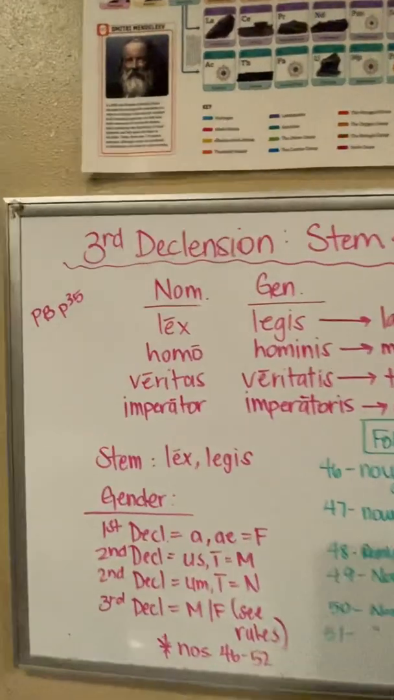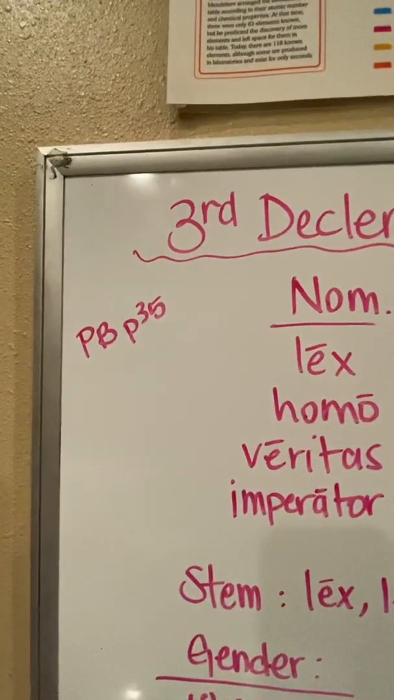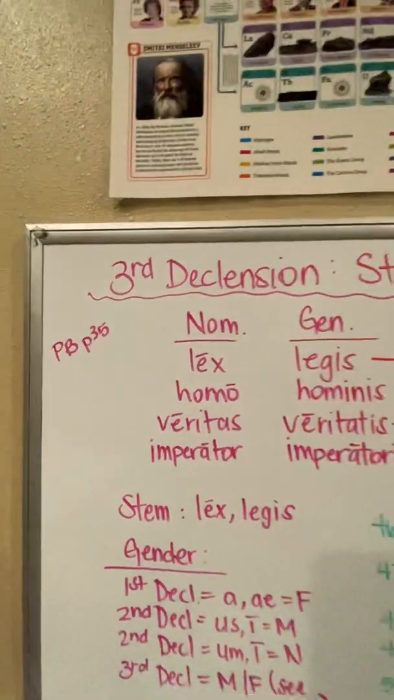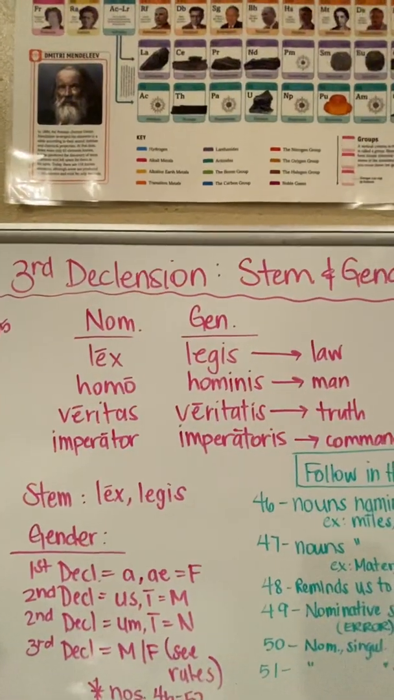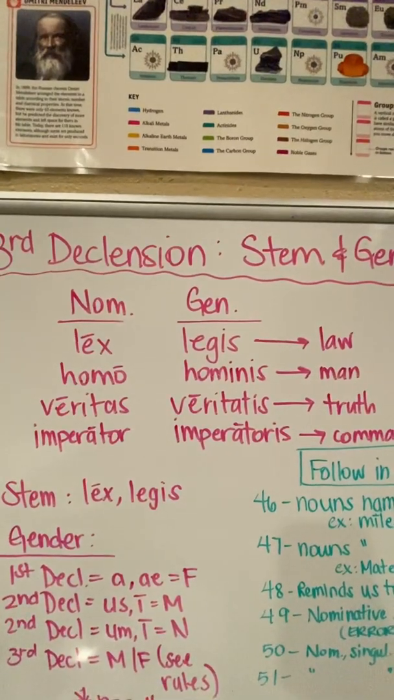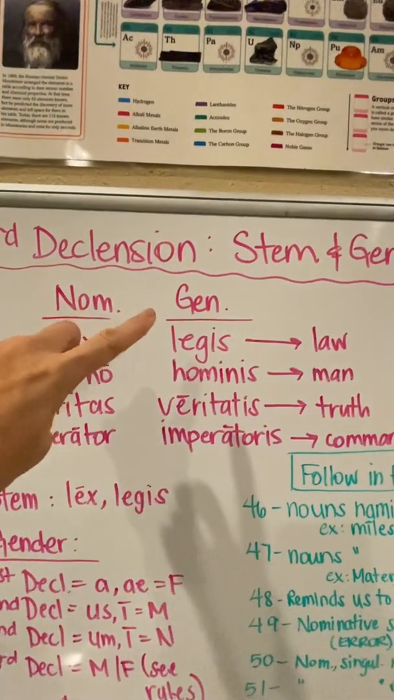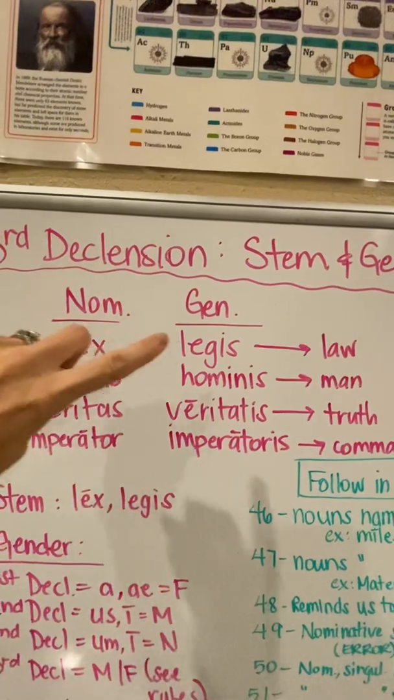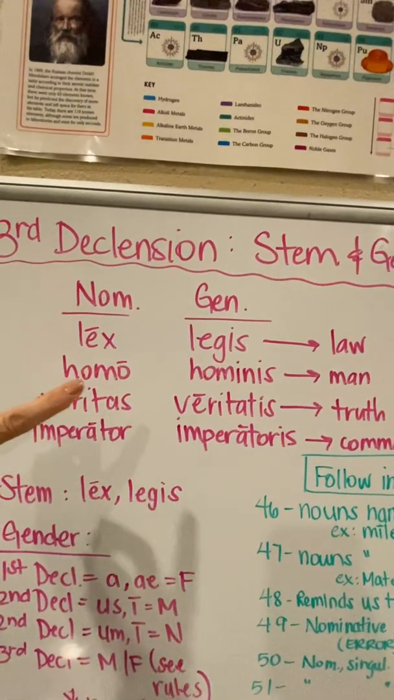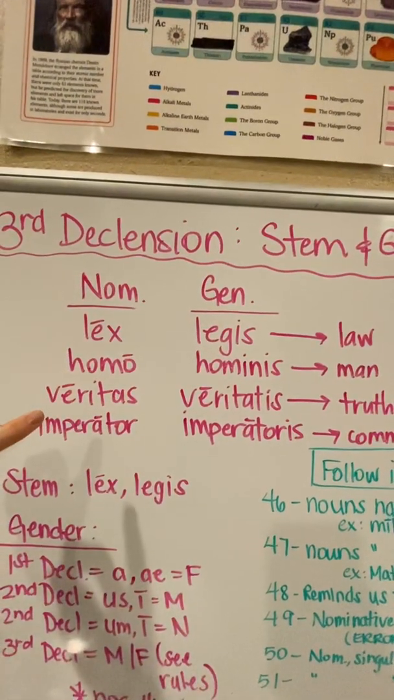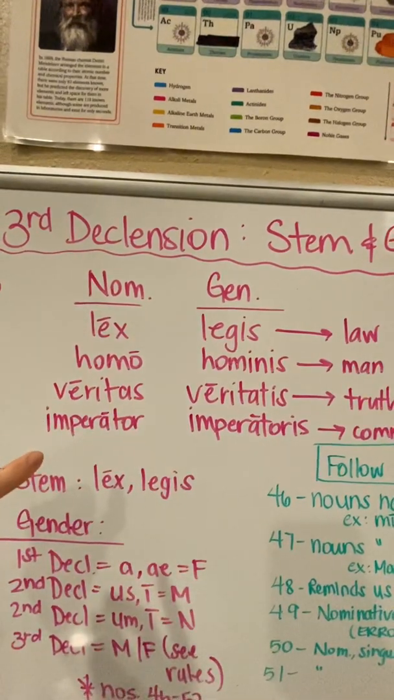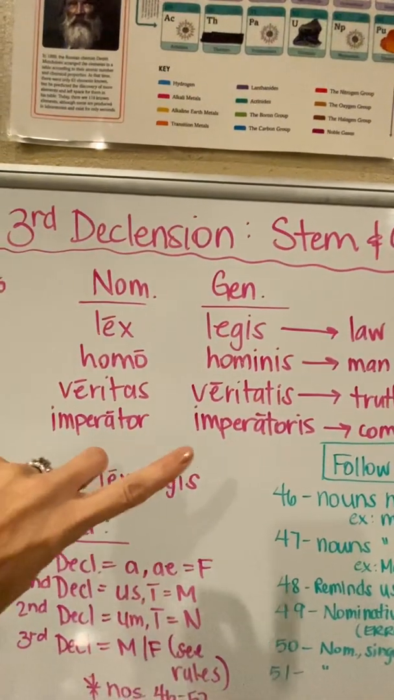So I've noted up here, we're in the purple book. The PB is for purple book, on page 35. This is just the little introduction they lay out for you. And you'll see these words, they give the nominative and the genitive of the vocabulary: lex, legis, homo, hominis, veritas, veritatis, imperator, imperatoris.